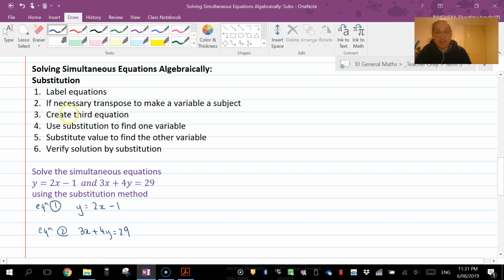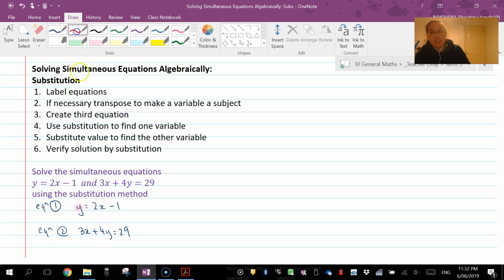If I need to, I will have to transpose them to make one variable the subject. In this case here, I don't really need to do that. y is by itself. So if I have a look here, y is the subject. It is the lone ranger on this one, whereas in this equation, both your variables are on one side. So this is the one that you would be using.